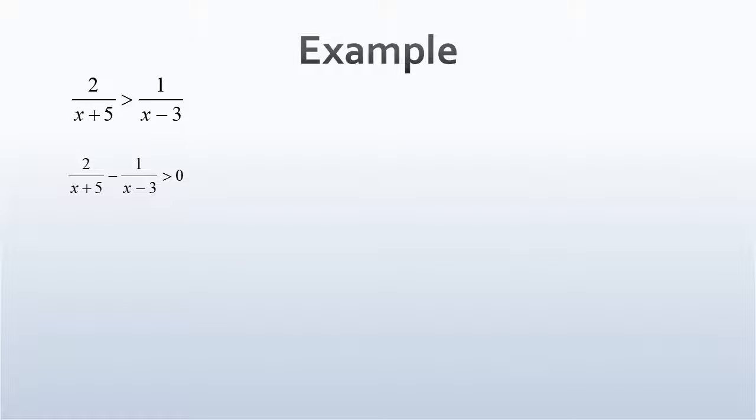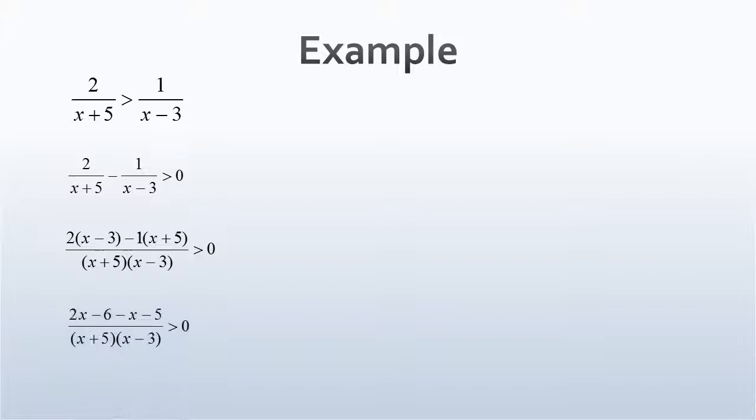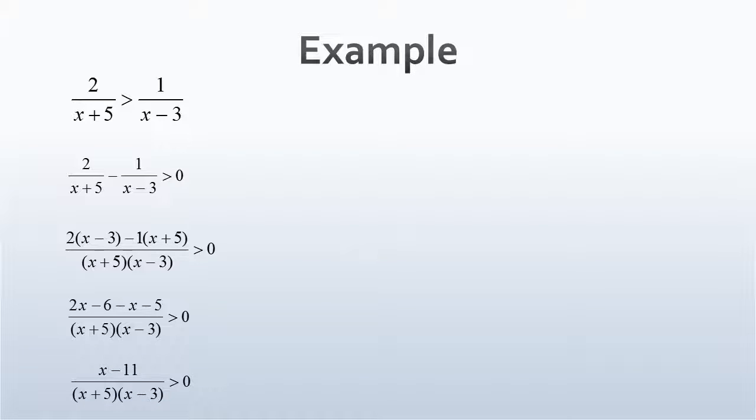Okay, here we subtracted it. Now we need a common denominator. And our common denominator is going to be x plus 5 times x minus 3. And then we need to multiply that out, combine like terms. And notice that I didn't multiply the denominator out. It was already factored, and I need it factored, so I don't want to do double the work.